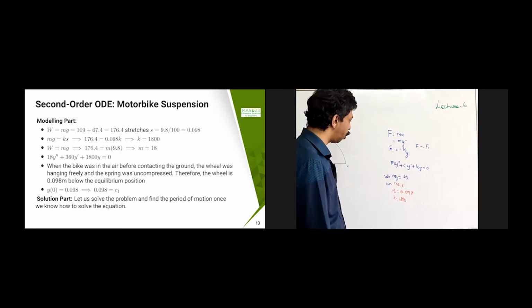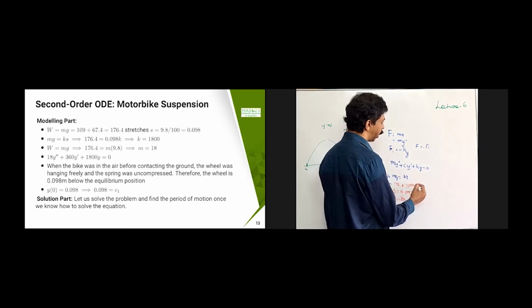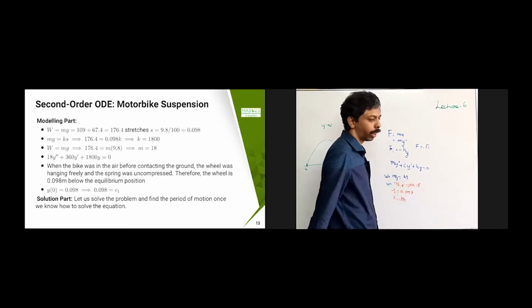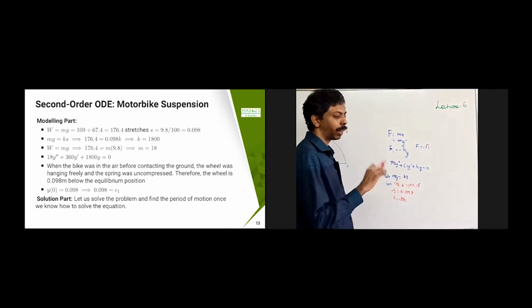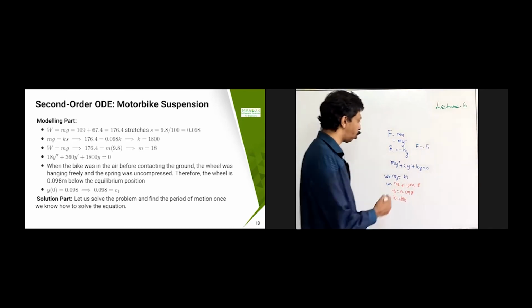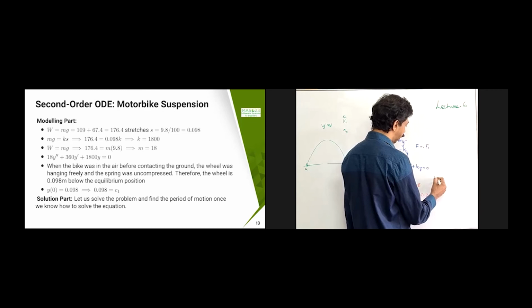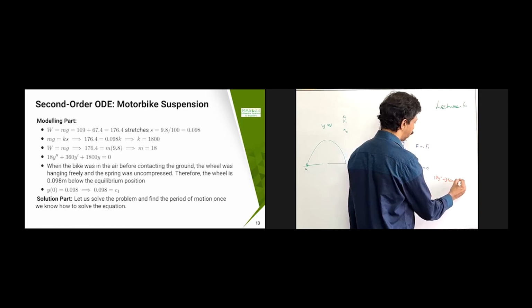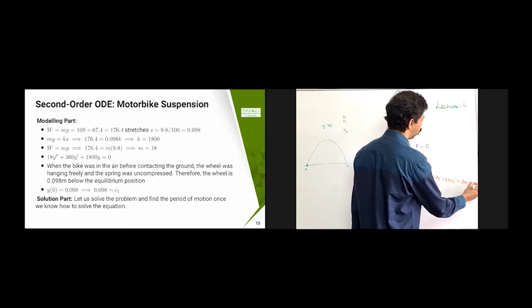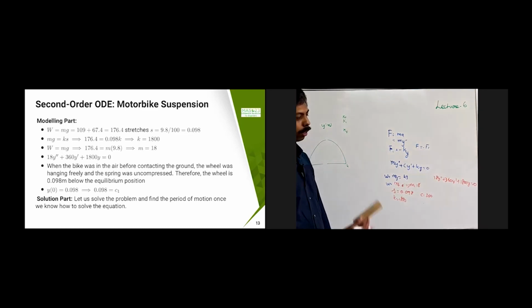Then calculate W again from the 9.8 and so on. From this you are going to get M equal to 18. Then you can substitute over here. M is known, K is known, and C is nothing but 360 times the given velocity, so C is going to become 360. So this becomes 18 y double dash plus 360 y dash plus 1800 y equal to 0. This is going to be my model for this bike problem.